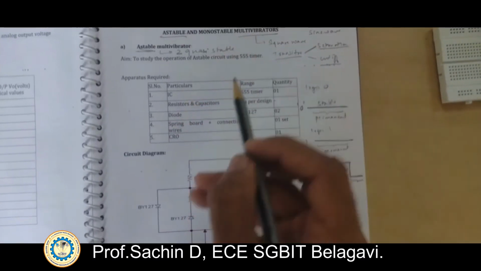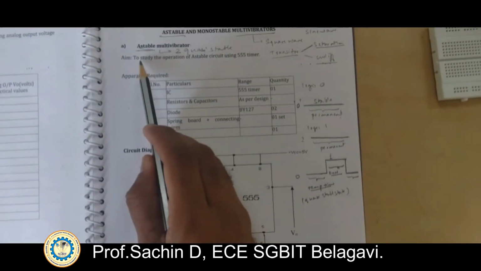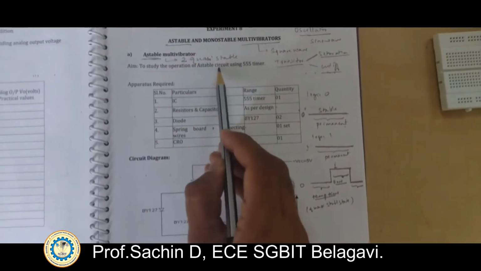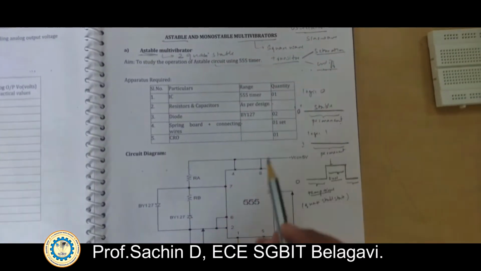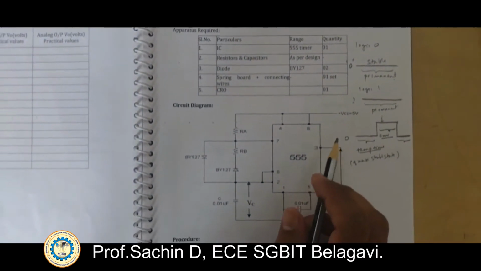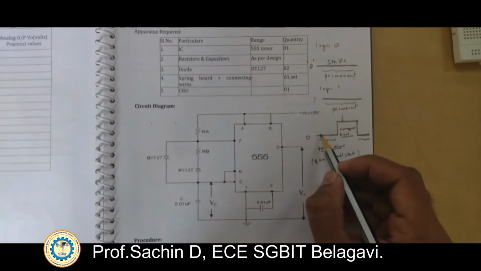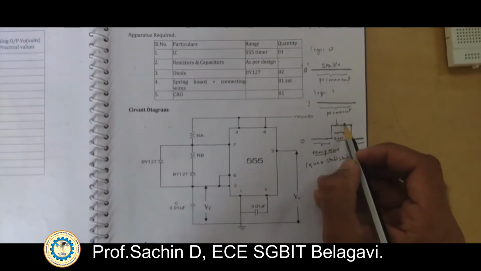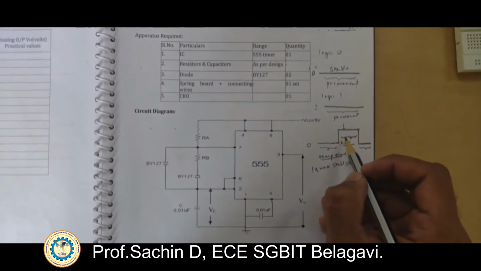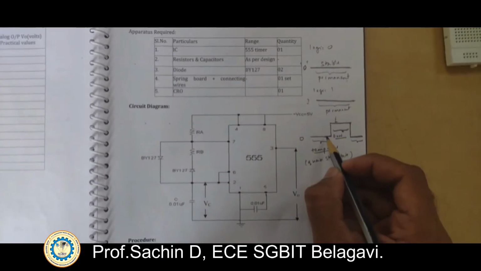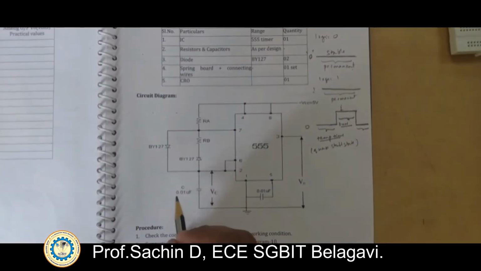Next, we will move on to the aim of this experiment: to study the operation of an astable circuit using a 555 timer. Here in this astable, remember that we are not applying any trigger pulse. If I want to switch the state from low state to high state, I don't require any trigger pulse. It is going to switch the state depending on the capacitor charging and discharging.